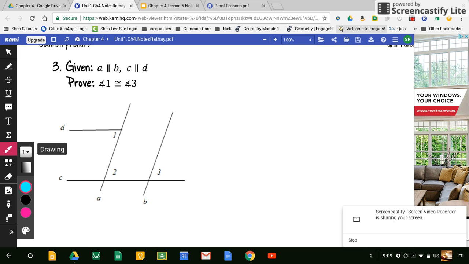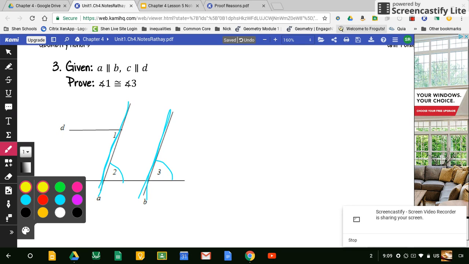Okay, let's check out the back of these notes. We are given that A is parallel to B. We're looking for our special angle relationships, and based on what's marked for us, looks to me like we're probably going to be using corresponding angles. We are also given that C is parallel to D.